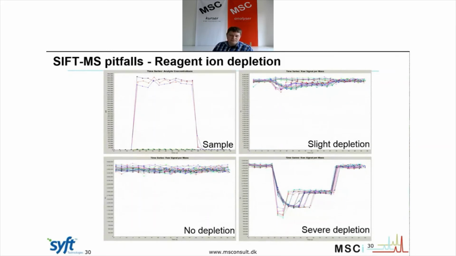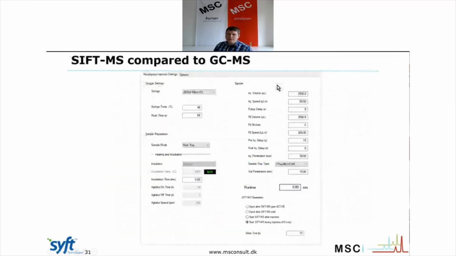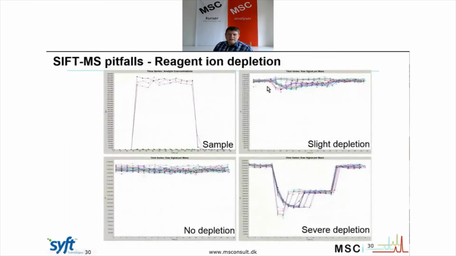But of course, as you increase the concentration, up in the top right corner, we can see now we actually get a little dip in the concentration of reagent ions. And that's just because now we use a kind of significant part of the reagent ions that we have. And a rule of thumb is that the depletion should be less than 20 to 30%. So this is actually fine. We can still use the internal calibration.